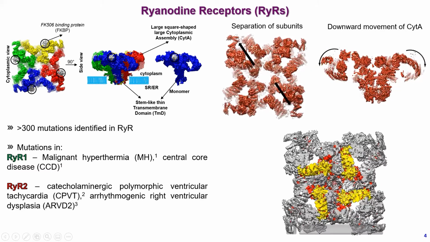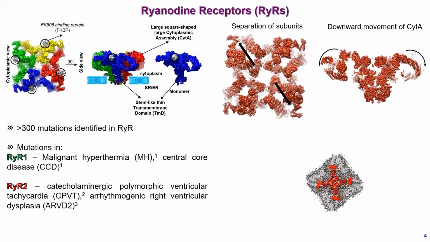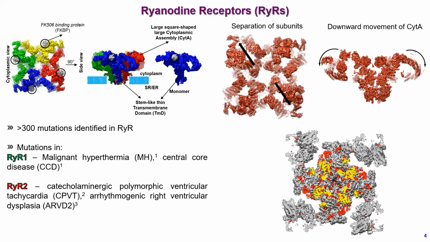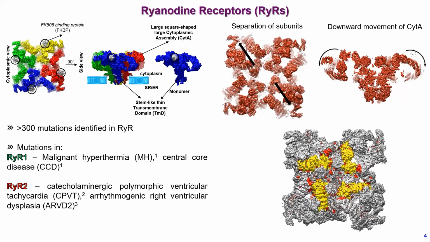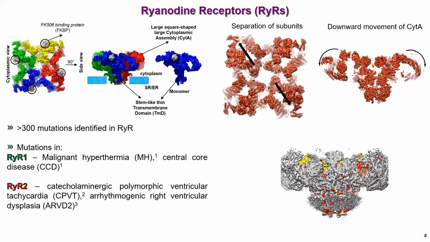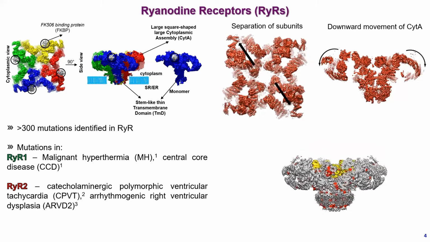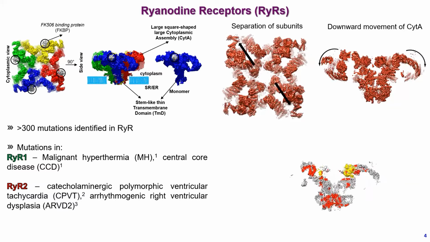More than 300 different mutations have been identified in RyR, and I have highlighted some of these in red in the Cryo-EM map in the video below. Most of these mutations are spread throughout the structure. Highlighted in yellow are the NTDA and NTDC domains of the RyR, which are going to be the primary focus of this talk. The mutations in RyR are linked to disorders such as malignant hyperthermia and central core disease, as well as CPVT and ARVD2.